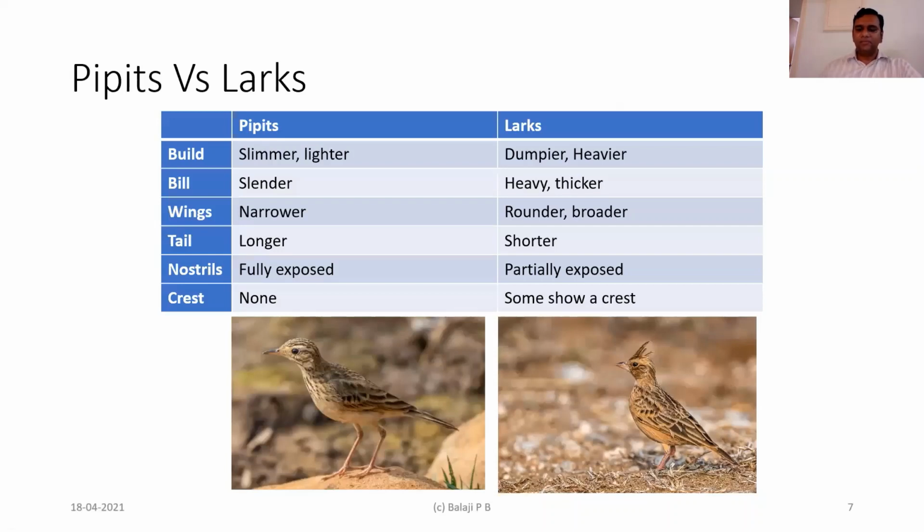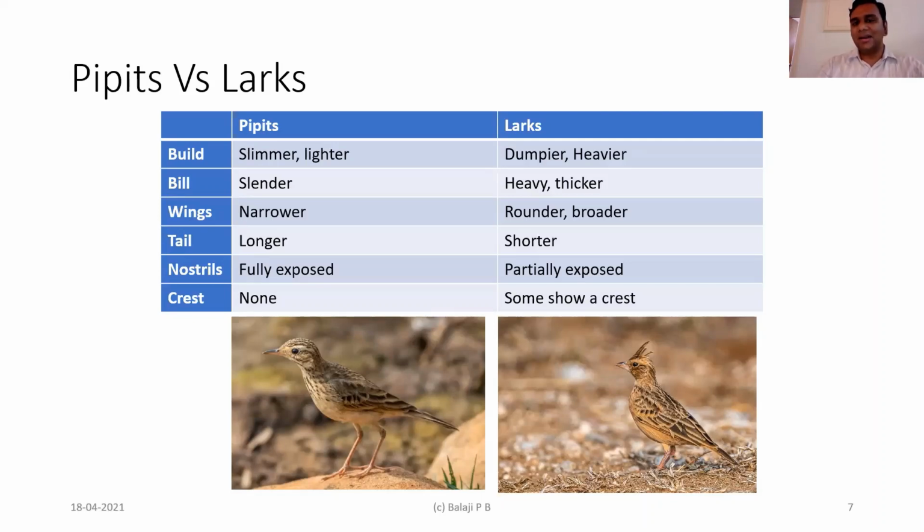The first thing that we need to get clarified before we start understanding how to distinguish pipits and larks is that pipits tend to be very slim and light birds. The bill is very slender. Wings are very narrow. This is something that you'll see in flight. The tail is typically longer. The nostrils are fully exposed and there's no crest in a pipit.